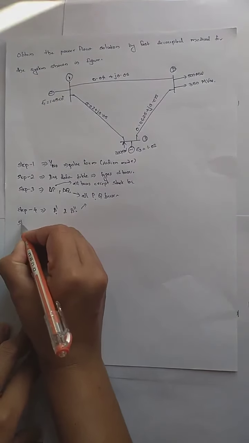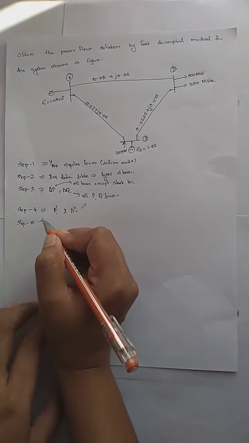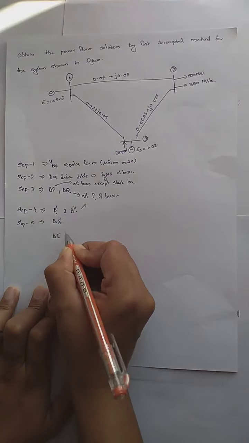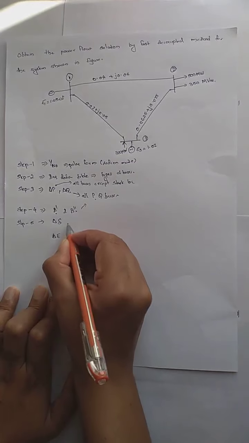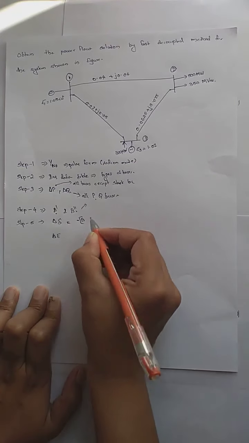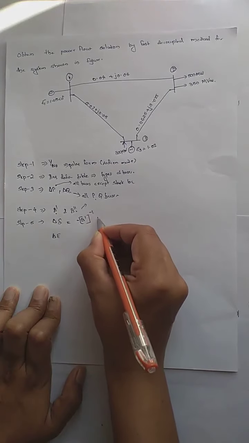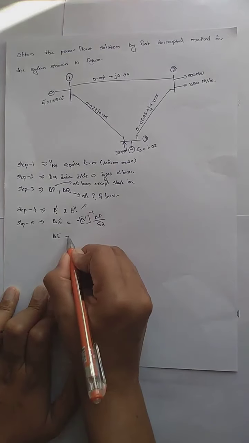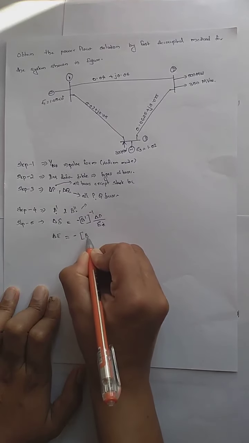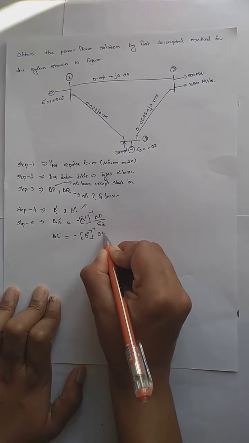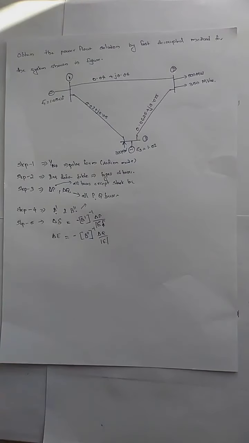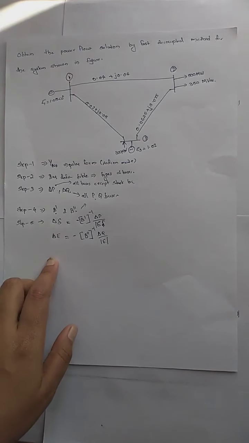Then in step 5 we find delta and delta E. Delta is related to real power, so delta is equal to minus B dash inverse into delta P by E, and delta E is equal to minus B double dash inverse into delta Q by E. From these equations we find our delta and delta E values.